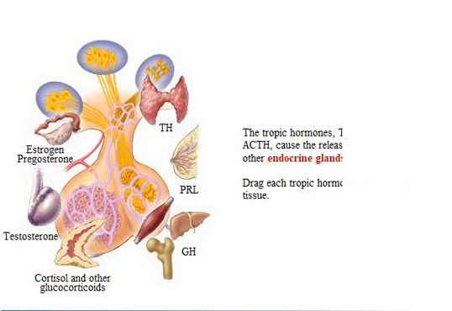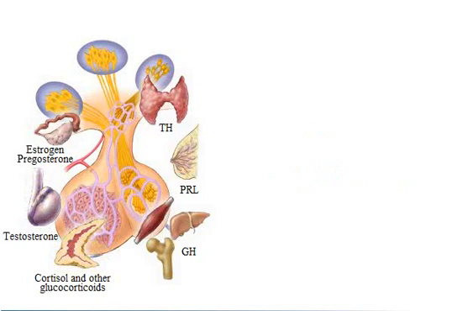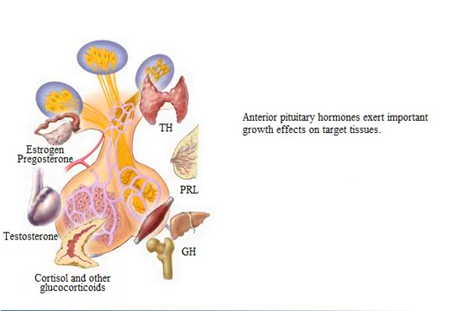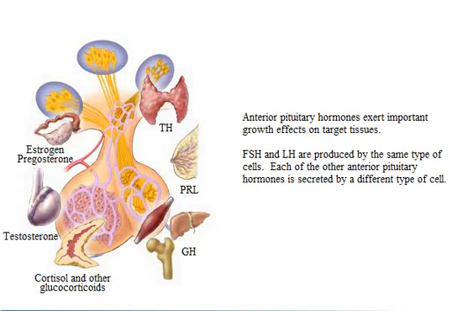In addition to functions of each hormone that we have already reviewed, the anterior pituitary hormones exert important growth effects on target tissues, keeping them healthy and functional. FSH and LH are produced by the same type of cells. Each of the other anterior pituitary hormones is secreted by a different type of cell. This follows the pattern we've observed for other endocrine glands and tissues that produce more than one hormone. Click Continue to proceed.